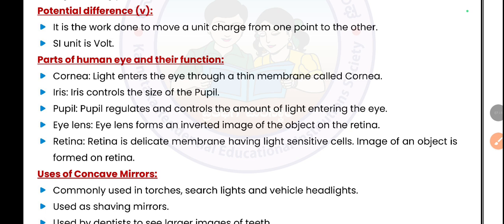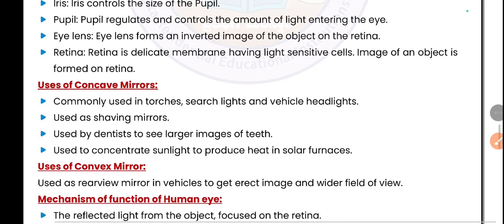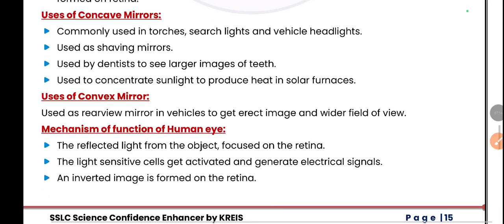Image of an object is formed on retina. Uses of concave mirrors: commonly used in torches, searchlights, and vehicle headlights. Used as shaving mirrors. Used by dentists to see a larger image of teeth. Used to concentrate sunlight to produce heat in solar furnaces.